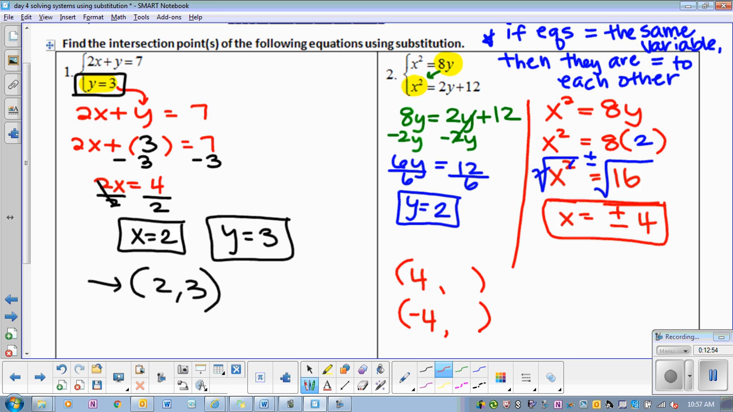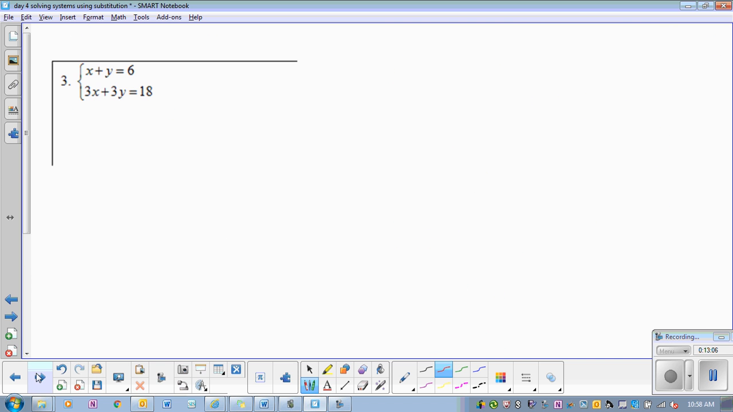And what is my y for both of them? 2. So 4, 2, and negative 2. You see that? See what we're doing? Okay, let's go on to the next one.